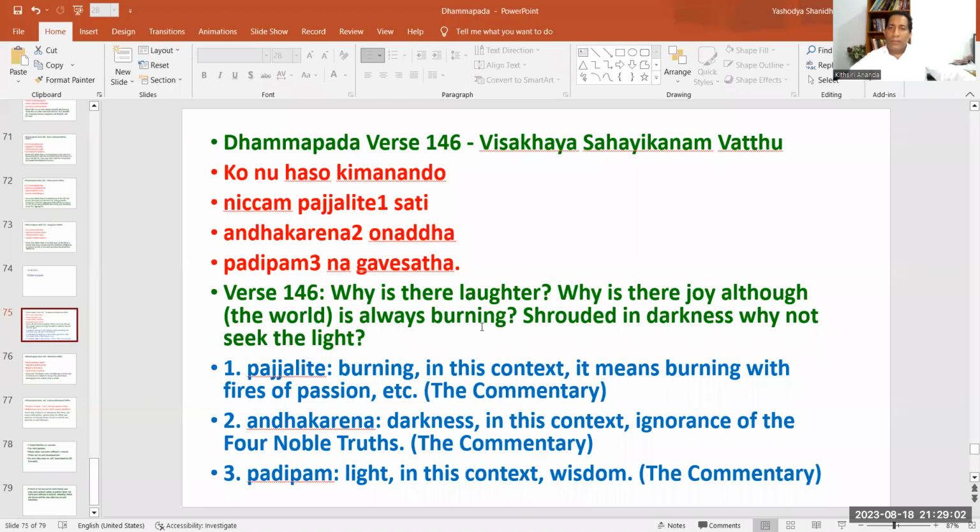So if we act accordingly, we are in the darkness. So why don't we seek the light? Here light means the wisdom. Darkness is the ignorance, delusion. So if we are in the darkness, it means we are ignorant. We are in the delusion or illusion. So why don't we head towards wisdom?